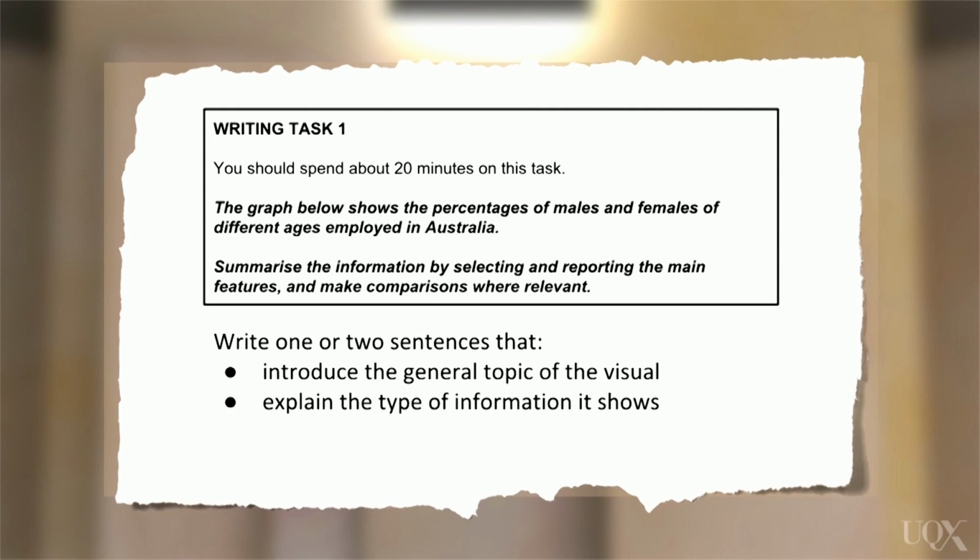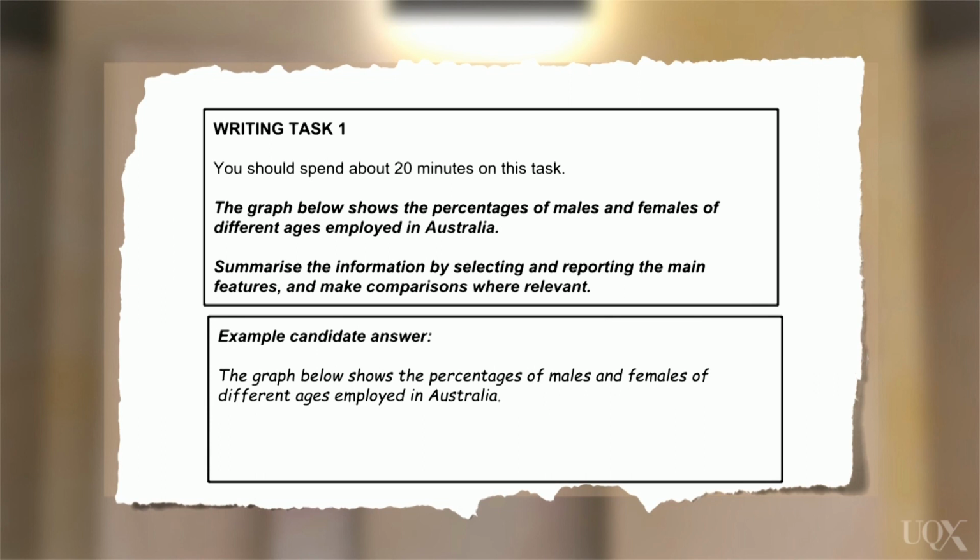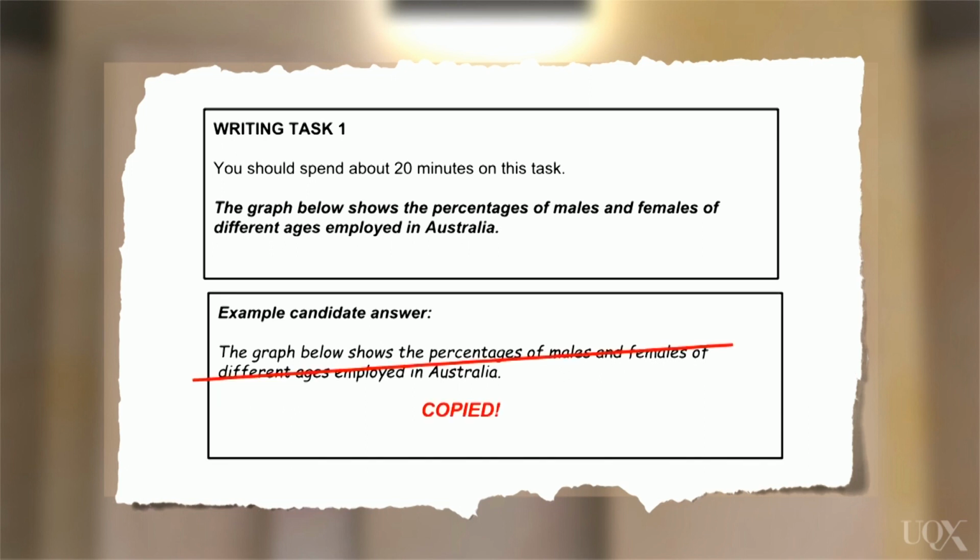Let's now look at a sample introduction sentence written by a candidate. In this case, the candidate has copied the description word for word, but unfortunately, you can't do this. In fact, the examiner will ignore any sentences that are copied directly from the question, and these words will not be counted as part of your 150-word answer.